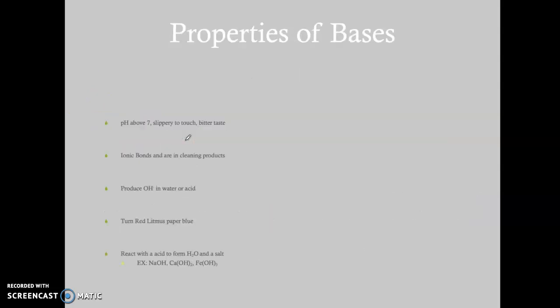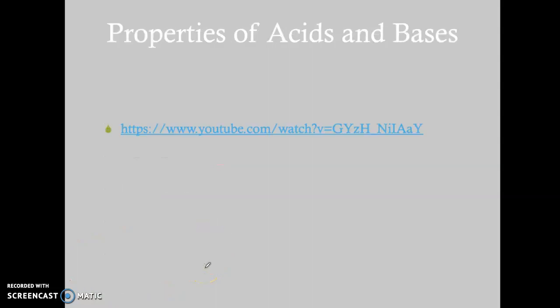So properties of bases, opposite of acids, pH above 7, they're slippery, bitter. They're in cleaning products. They produce OH. Instead of red, they're blue. And they end with OH. That's the biggest thing down here.